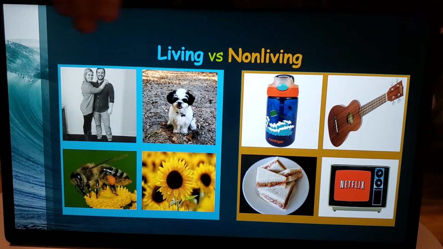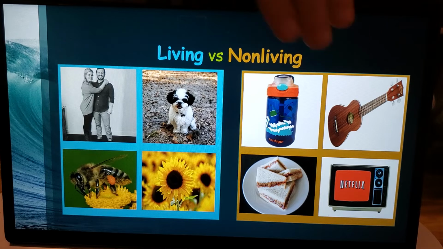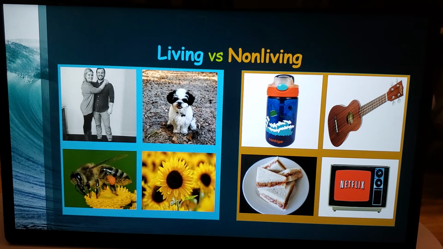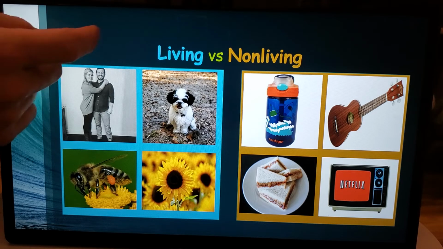So look, here's our examples of my living and non-living things. I cannot wait to see your examples on your Seesaw activity today. All right, this was super fun, guys. That's the end of the presentation there. I'm going to angle it back up.